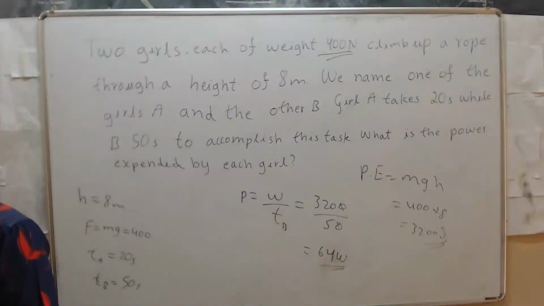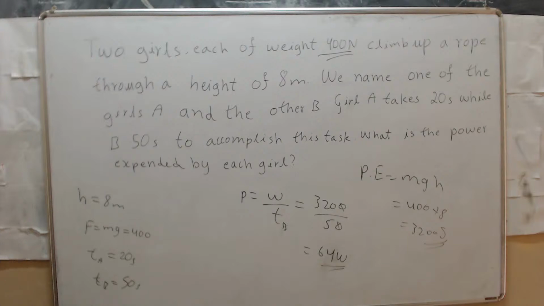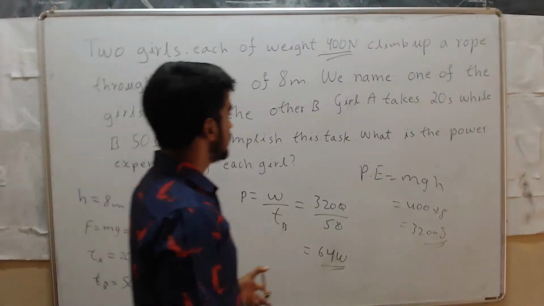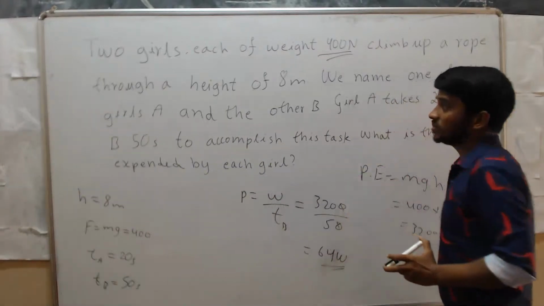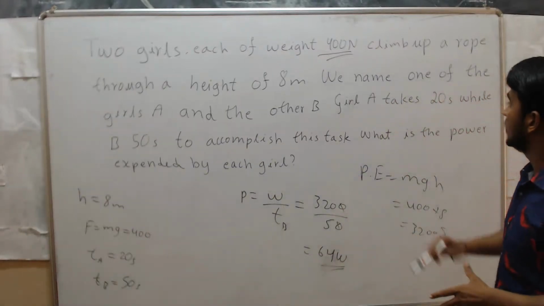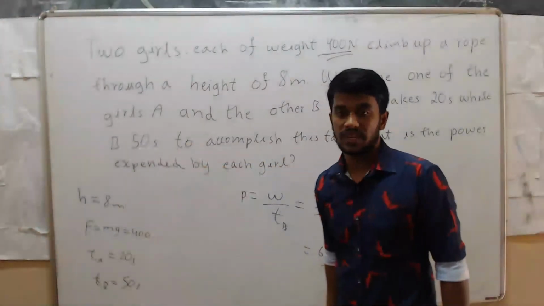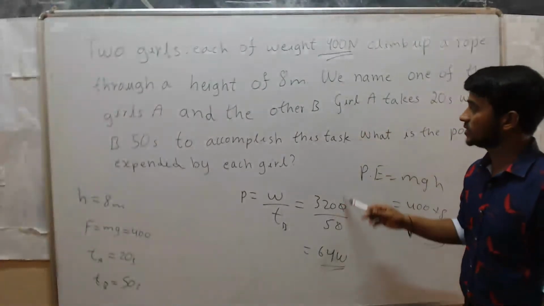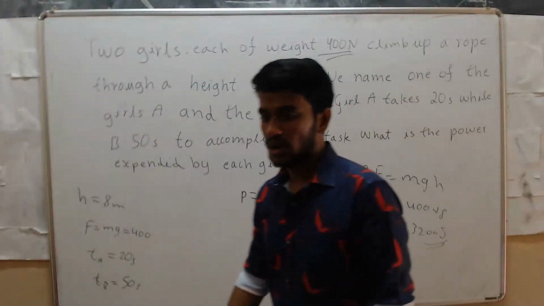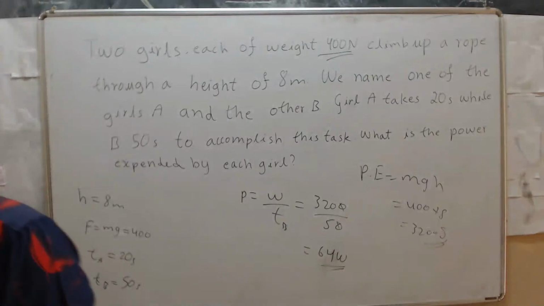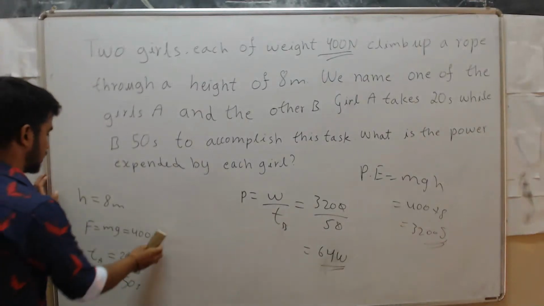The power of girl A is 160 watt and the power of girl B is 64 watt. So clearly we can say that girl A has more power than girl B. Why? Because the girls climbed the same height, girl A in 20 seconds, but girl B takes 50 seconds. So that's why we can say that girl A has more power. Next.